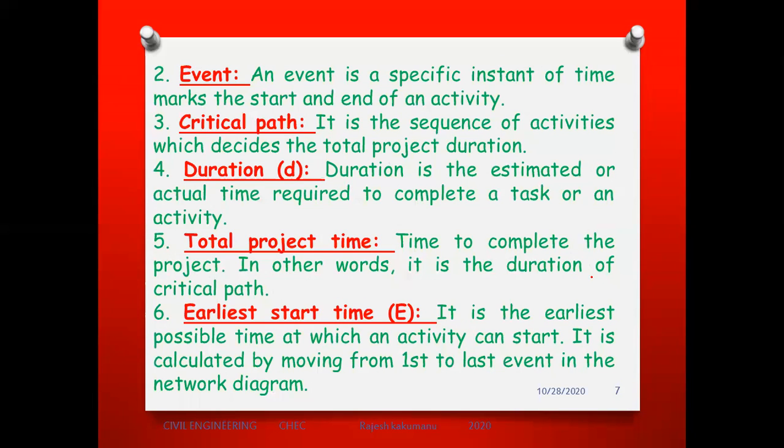Next one is event. An event is a specific instant of time that marks the start and the end of an activity. So event means, for example, you are having a marriage event. So in a marriage event, what is the time taking? What is the starting of the time? What is the ending of the time? That is the event.